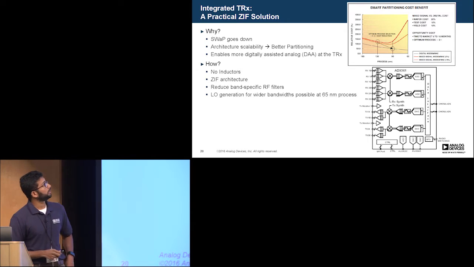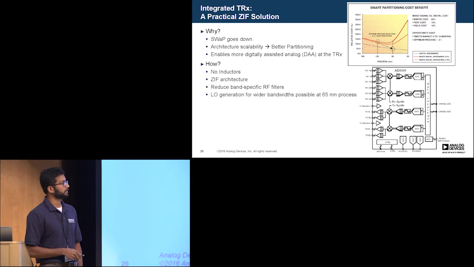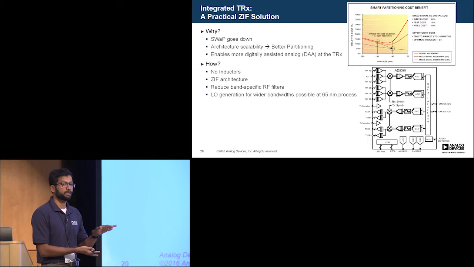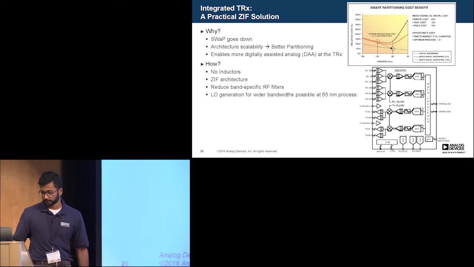Now, with digitally assisted analog, you're able to run all of the things that we talked about, IQ imbalance corrections, within the transceiver, because now all of these things are sitting right there on a single chip, allowing you to make corrections at the source rather than later on upstream.